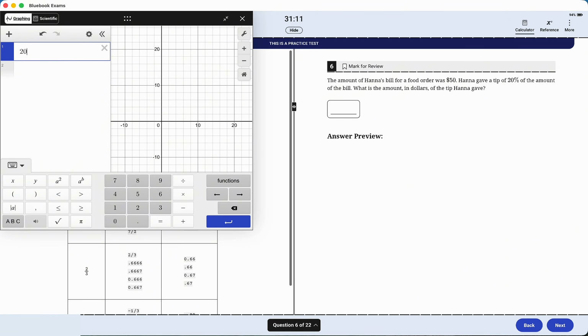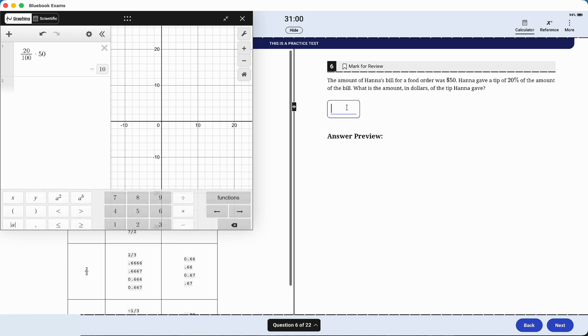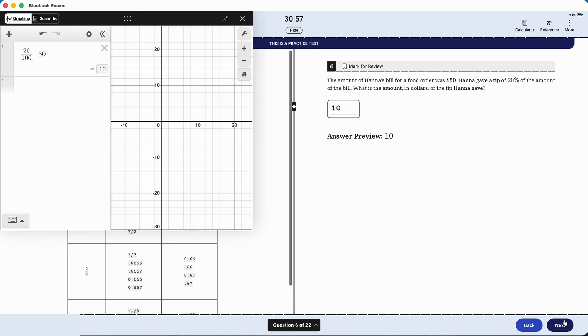So 20%, you could probably write that as a decimal. You know what that is. But for people who don't, any percent, you can just divide by 100 and it'll write it as a decimal. You don't have to think about it that way, right? So it's of, so times, and then 50. So we get 10. 10 is the amount of the tip, and that's it for 6.